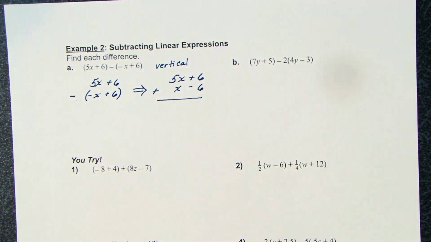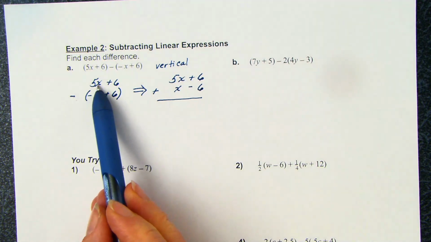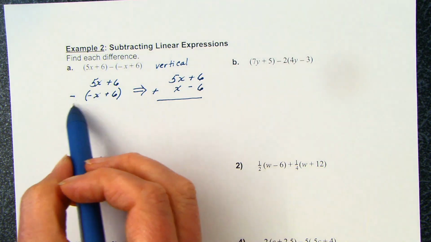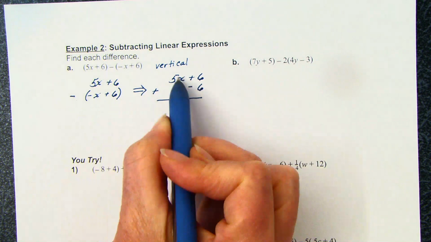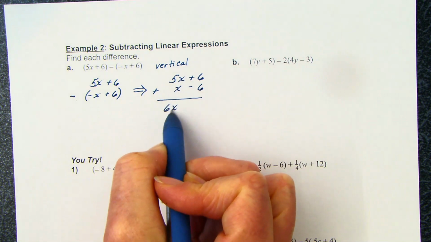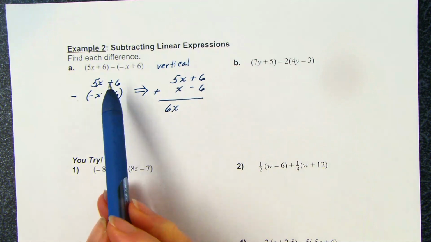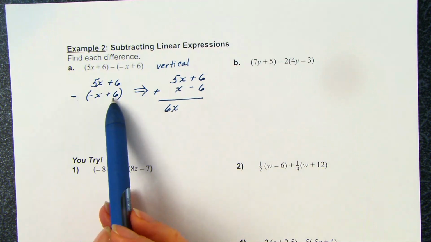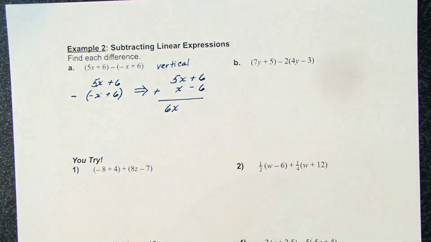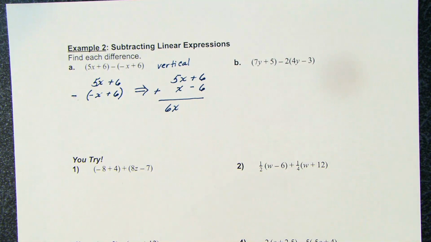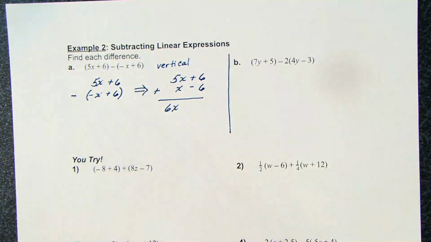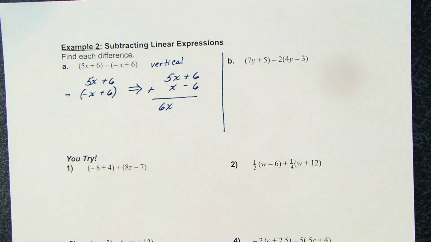Okay, that was the little trick. Instead of trying to say 5x minus negative x, it's much easier to say 5x plus x is 6x. And then instead of trying to say 6 minus negative 6, we're going to do 6 minus 6 is 0. Right, so it just leaves 6x. We'll do this a lot when we are solving systems of equations.